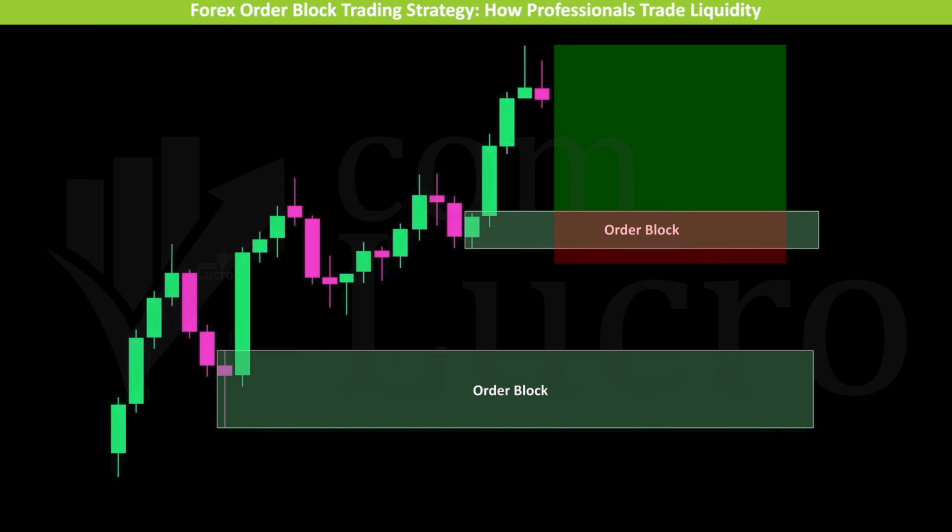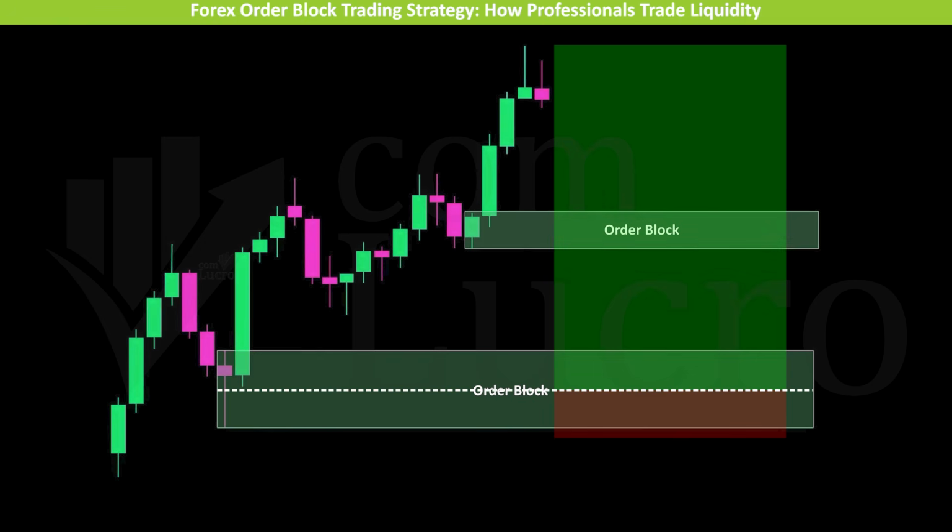before expecting a reaction. On the other hand, when the order block is large, you can place your entry closer to the middle of the zone to get a better price, or switch to a lower time frame to look for confirmation and rejection signals before entering.